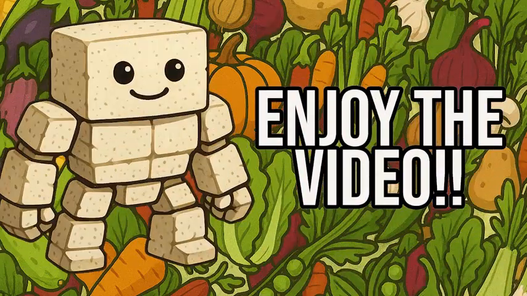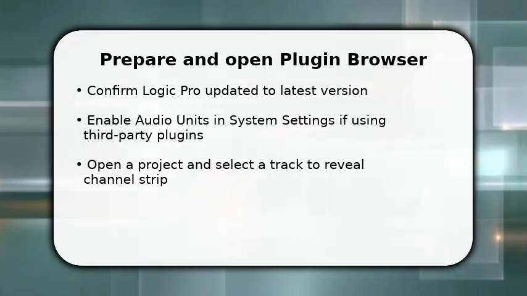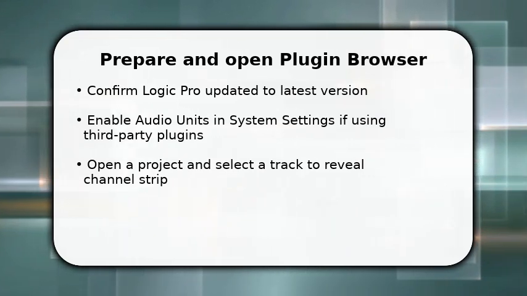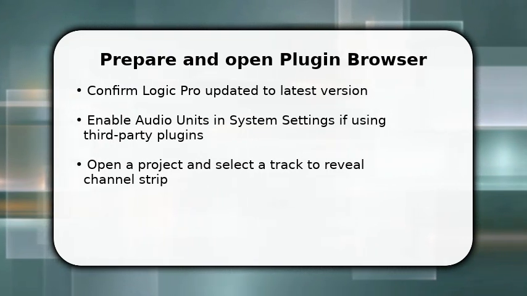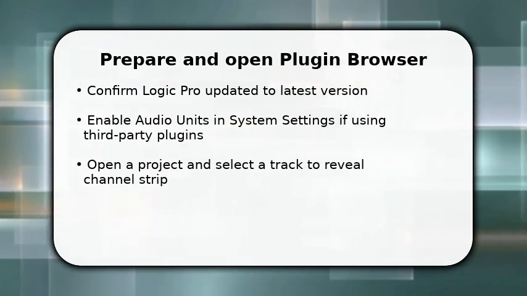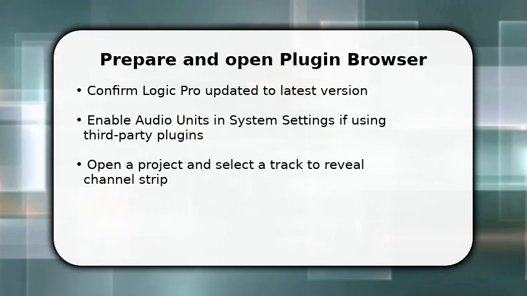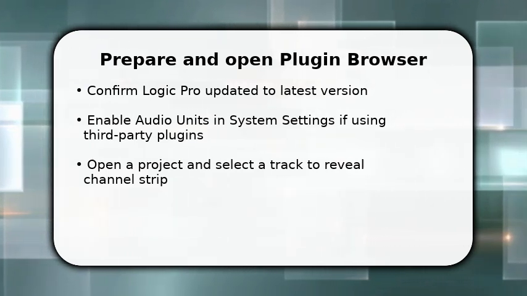Please enjoy the video. You start by opening a project and selecting the track you want to modify. This immediately reveals the channel strip on the left. Once the channel strip is visible, click the Instrument or Audio Insert slot to open the plugin menu so you can add or swap effects.